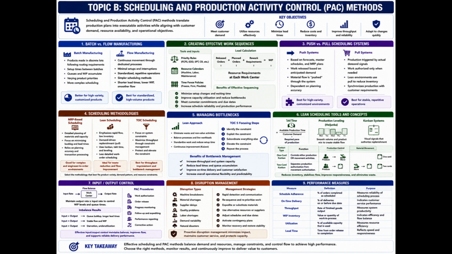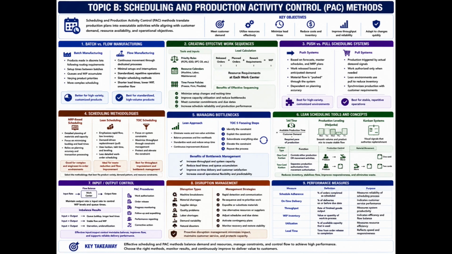Flow manufacturing, in contrast, emphasizes continuous movement of products through dedicated processes with minimal interruptions. Because flow environments typically support standardized products and repetitive operations, they require simpler scheduling methods and benefit from shorter lead times, lower work-in-process inventory, and smoother production flow.